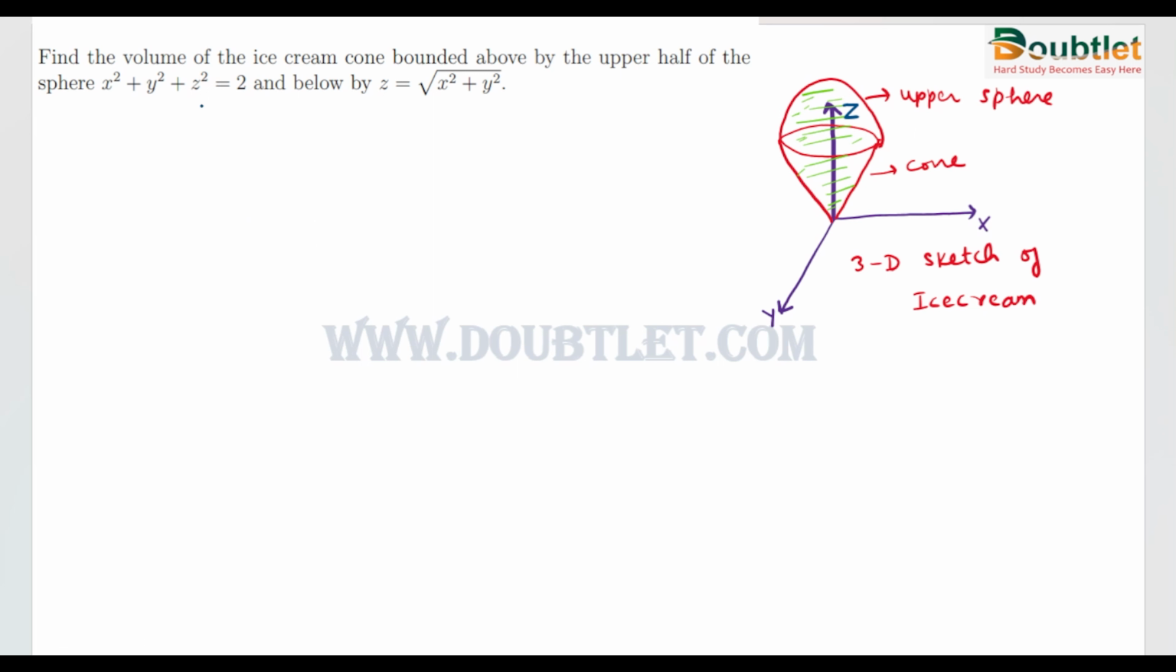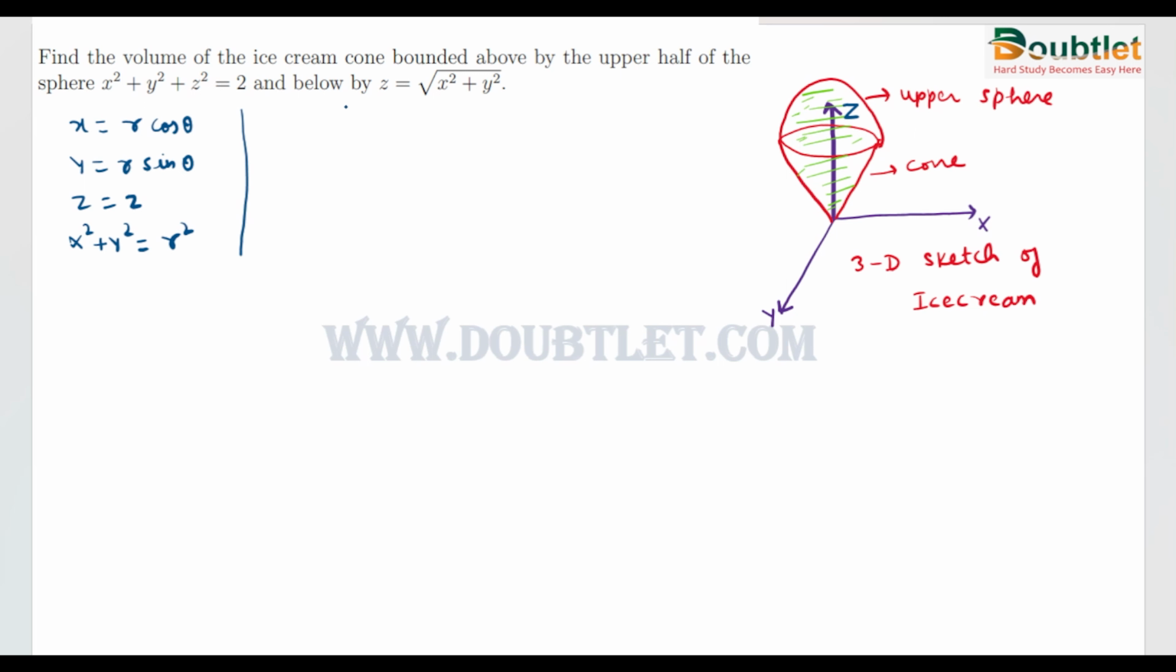To find the volume bounded by these two surfaces, we will use cylindrical coordinates. In cylindrical coordinates, x is equal to r cos theta, y is equal to r sin theta, and z is equal to z, and x square plus y square is equal to r square.